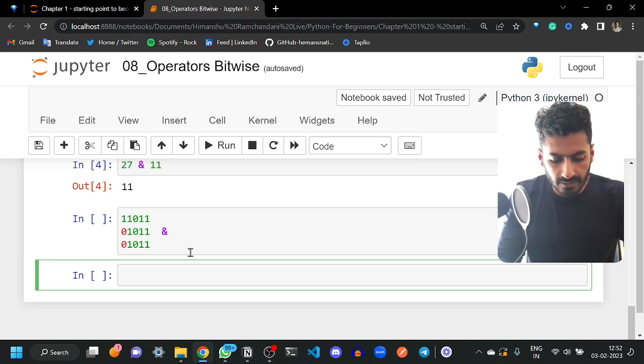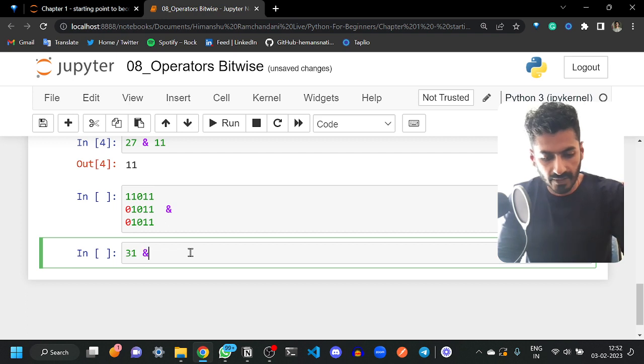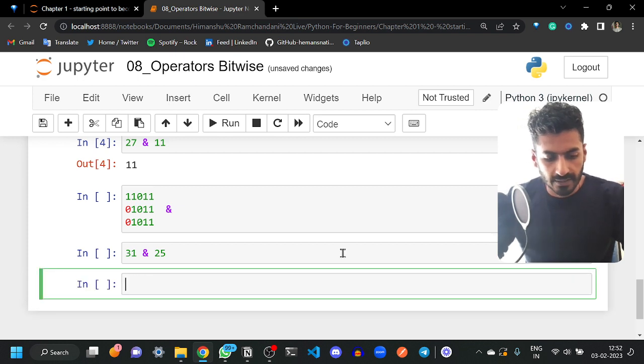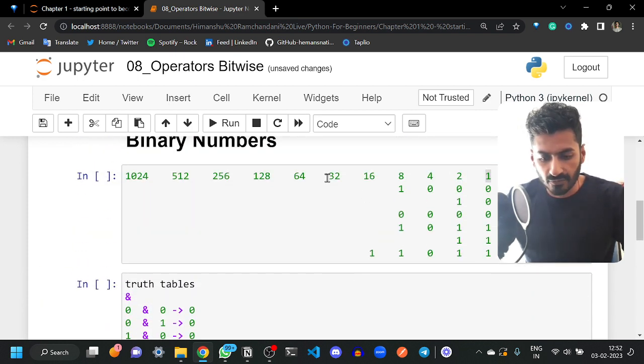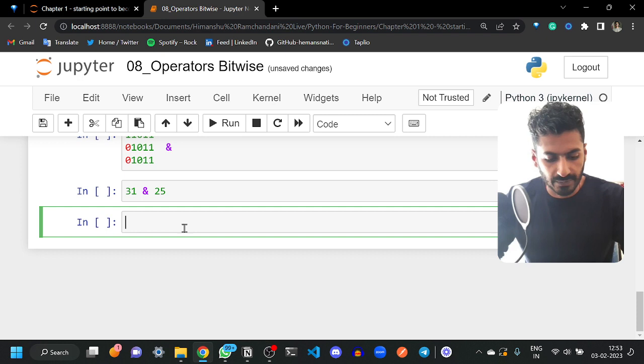So let's say 31 and 25. Okay, so what will be the output of these two? What will be the binary of 31? So the binary of 31 will be 16 plus 8, 24, plus 4, 28, plus 2, 30, plus 1, 31. Okay, so 1, 1, 1, 1, 1, five times 1. So this will be the binary of 31.